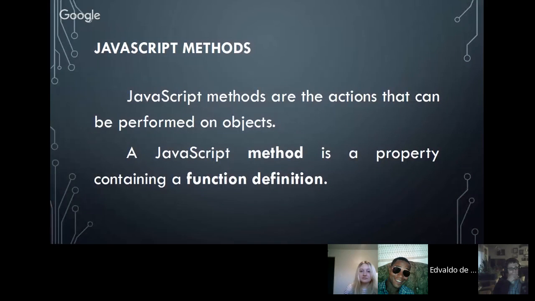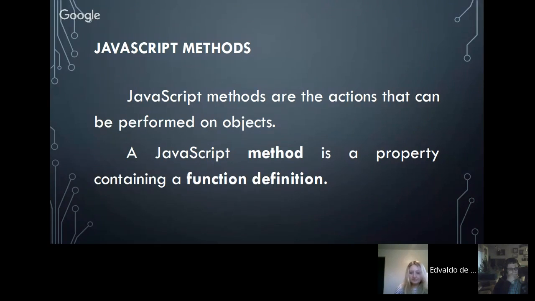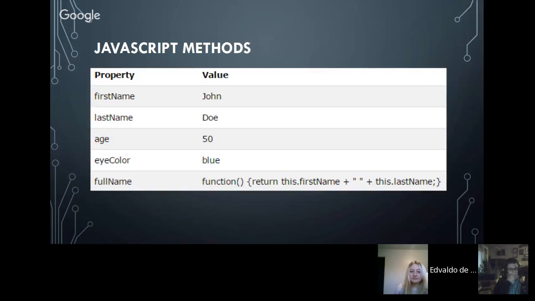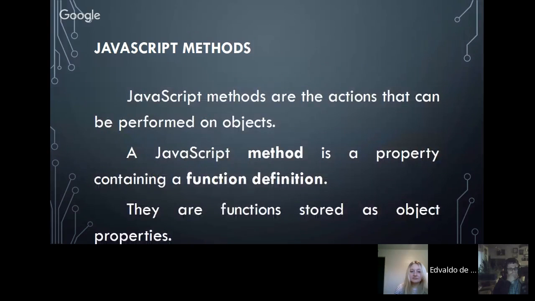JavaScript methods are the actions that can be performed on objects. A JavaScript method is a property containing a function definition. You remember what functions are? They are functions stored as object properties.